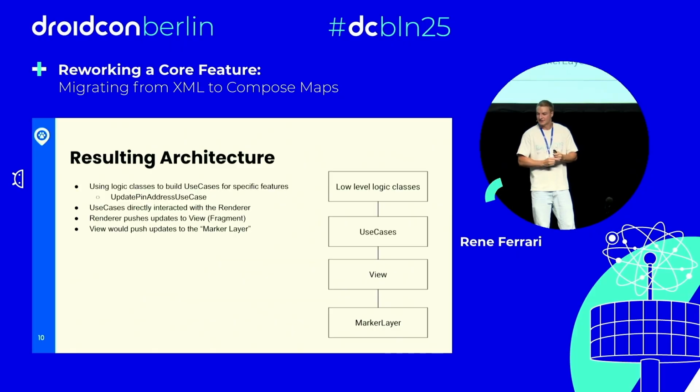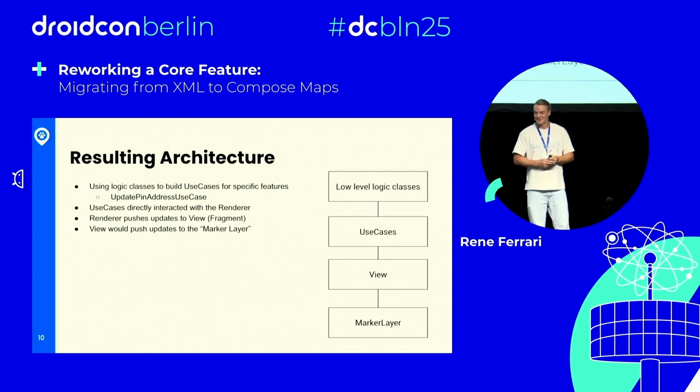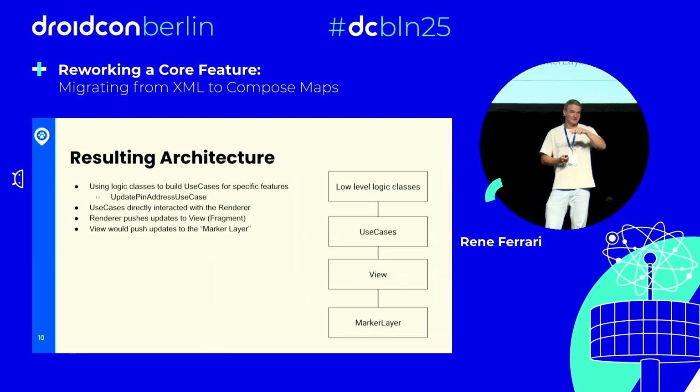So the resulting architecture for us was we had some low-level logic classes, some use cases that used those, but the use cases would directly interact with the renderer and update the view, which, circumventing the presenter, was kind of an anti-pattern even back then for our architecture. And then the view would then update the marker layer.